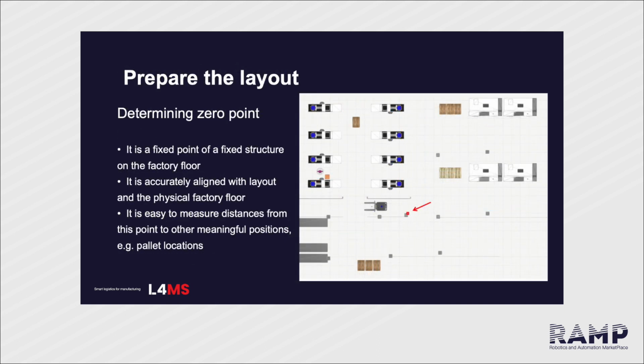And now, how do we work with the floor plan? First of all, we have to determine a 0 point where we can define all the commands. The 0 point has to be selected with a specific mentality. It is a fixed point on a fixed structure on the factory floor. It has to be accurately aligned with the layout and the physical factory floor, and it has to serve as a reference point where distances can be easily measured from other locations, such as the warehouse, the location of the pallet, etc.